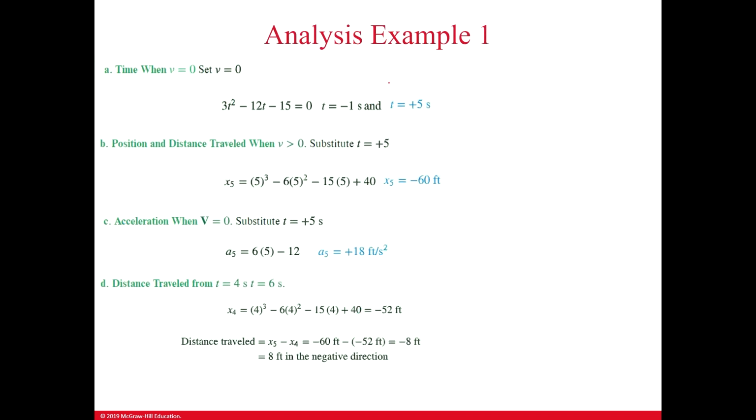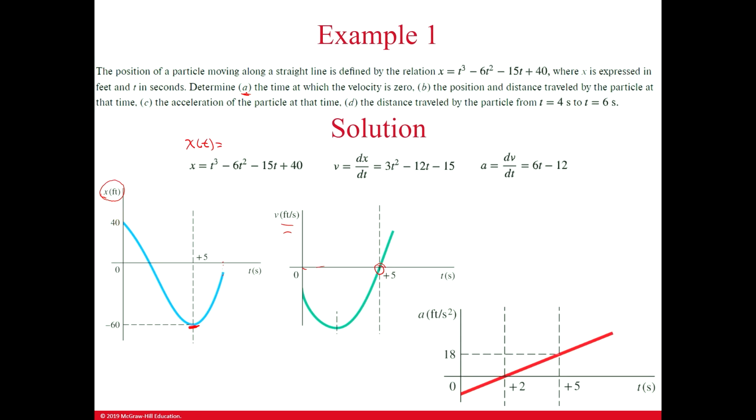So when velocity equals 0, you take the velocity function and just put 0 wherever you have t, and then that will basically mean that you have your t equal to, let's see what the question was, the time at which the velocity is equal to 0.